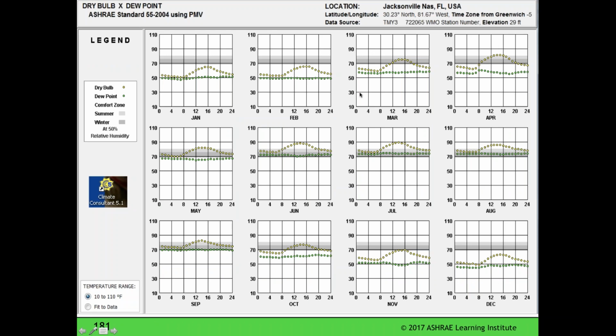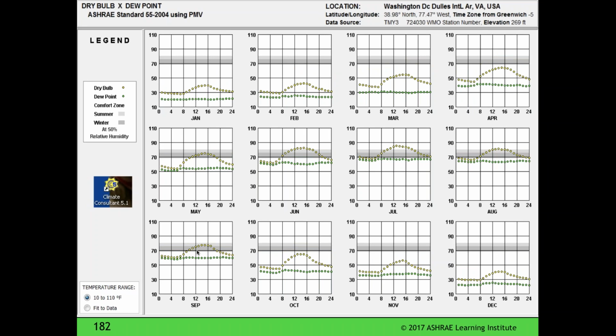Then if we go to Jacksonville, Florida, we find there's about 4 months of the year when we have dew points above 70, and we have to produce comfort conditions, we have to take care of that situation. And then here is Washington, D.C., where July and August are problematic. And I've lived in D.C., and I know that August can be quite nasty.